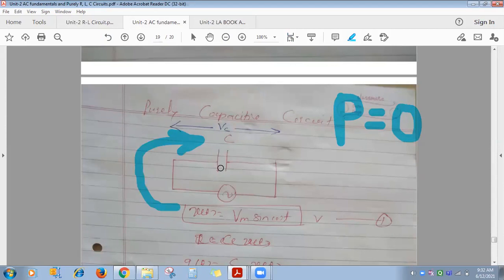And energy stored by a capacitor in the form of electric field is half CV square joule. Derivation is not there in your syllabus. Those who are interested can refer to B.L. Theraja. E is equal to half CV square.